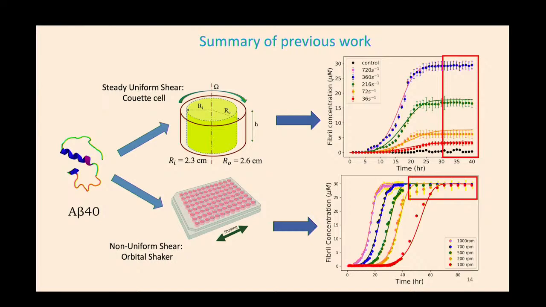In this case, you can see that for the control, if you don't do anything, if you just put a quiescent liquid, over a period of 40 hours, there is not much growth. But if you apply shear, then you actually see that the rate of formation of aggregate gets faster.